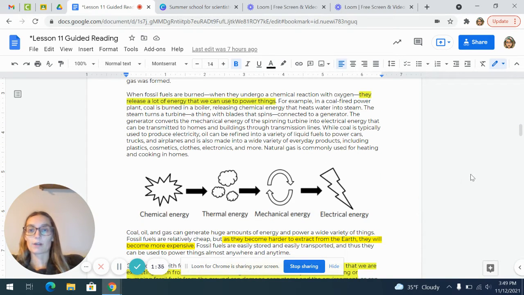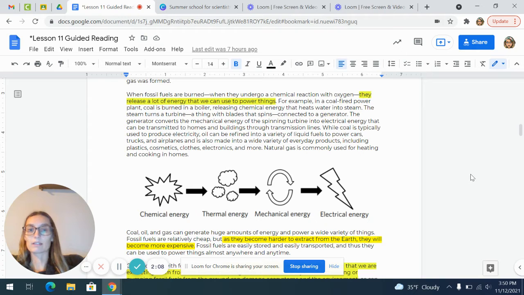When fossil fuels are burned, when they undergo a chemical reaction with oxygen, they release a lot of energy that we can use to power things. For example, in a coal-fired power plant, coal is burned in a boiler, releasing chemical energy that heats water into steam. That steam turns a turbine, a thing with blades that spins, connected to a generator. The generator converts the mechanical energy of the spinning turbine into electrical energy that can be transmitted to homes and buildings through transmission lines.